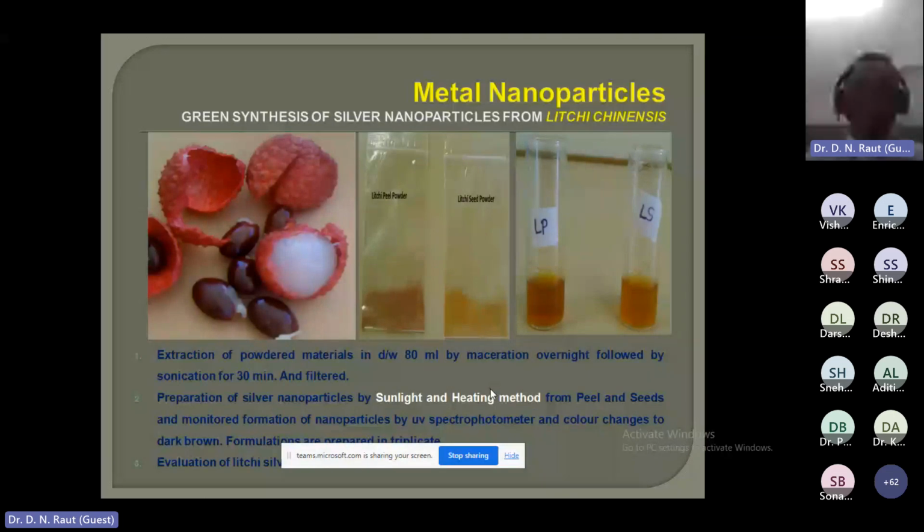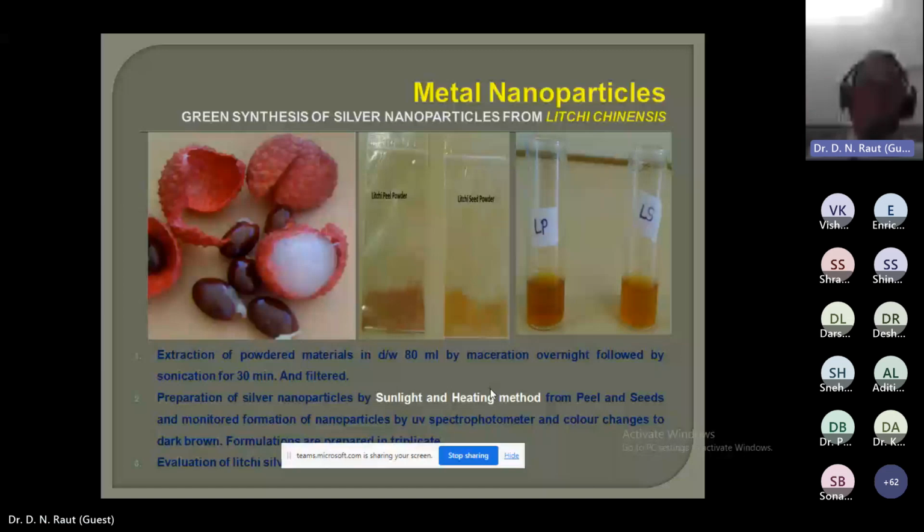These are the two basic methods that we can use. Simply, we have to put the silver nitrate solution along with the extract, and we will get nanoparticle formation in sunlight. Okay, within 5 minutes we start to prepare the nanoparticles. The concentration of the nanoparticles varies. If you keep it for a longer period of time, then the concentration of the nanoparticles increases.